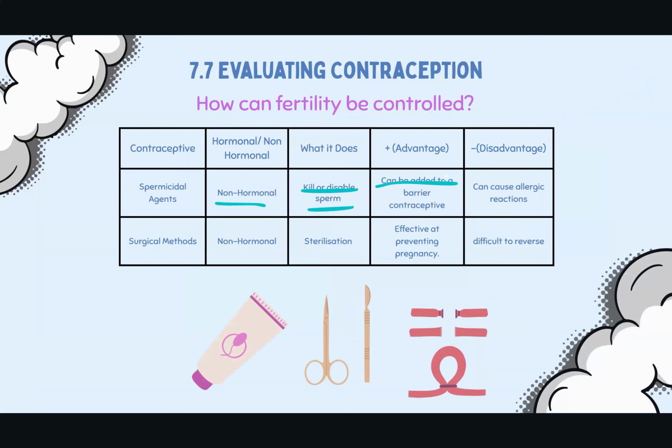Okay, so spermicidal agents are non-hormonal. They kill or disable the sperm. They can be used alongside the barrier contraceptive. This is just a cream that kills sperm. It can be either put inside the vagina or over the barrier method of contraception. But the issue here is it can cause allergic reactions. Surgical methods are non-hormonal. So what does it do? It's sterilization. In other words, the tubes that carry the eggs or the sperm can be cut. That means the egg won't be released or sperm won't be released. So this is very effective at preventing pregnancies, but it is difficult to reverse.